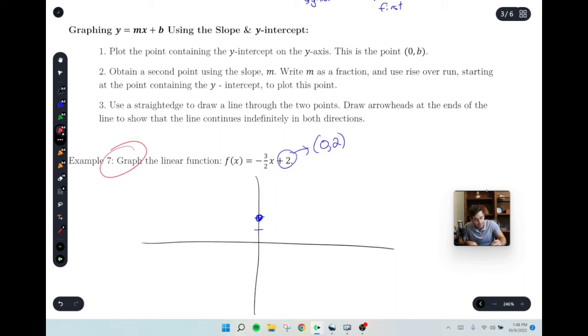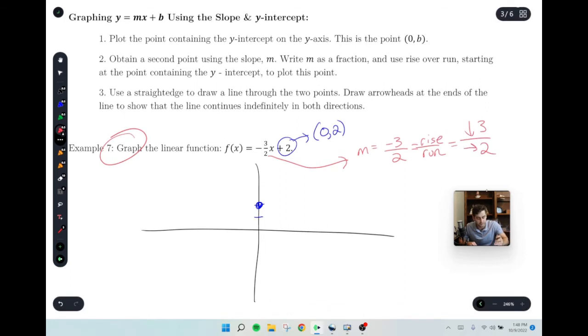And then I'm going to grab my slope and say m equals negative 3 over 2 equals rise over run equals down 3 over 2. And that's how I always write that, right? So watch this, go down 3. 1, 2, 3. That's my down 3. And watch this, go over 2. 1, 2. Over 2. So where does that put that point? That put that point right there. And then we just draw our line.